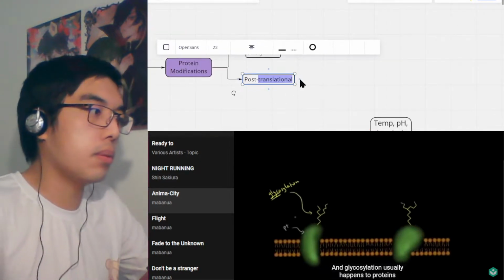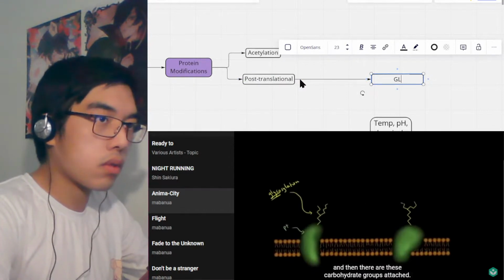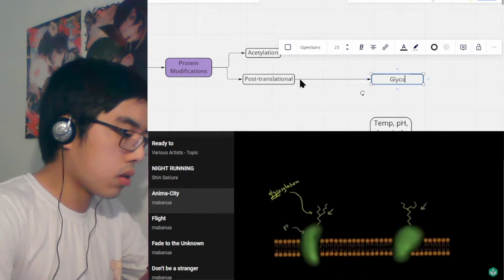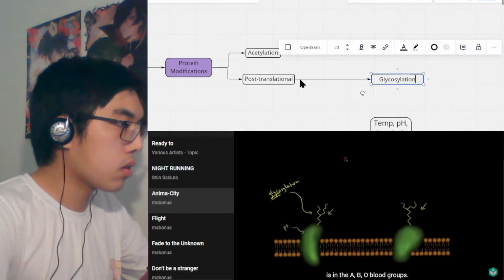Glycosylation usually happens to proteins that end up being embedded in the cell membrane. So you can see here we have a cell membrane and this protein embedded in it, and then there are these carbohydrate groups attached. Here's a carbohydrate group attached and here's another one. Glycosylation helps to identify different types of cells, and one very common example is the ABO blood groups.